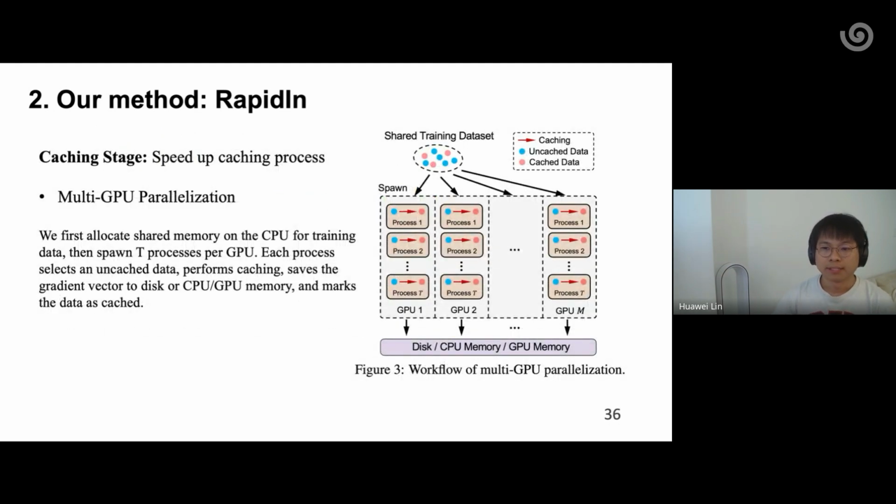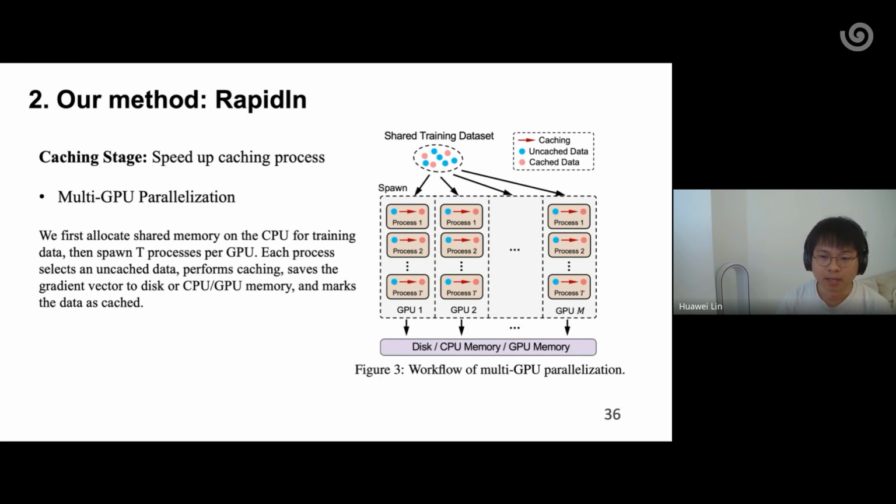Now we can see that the caching operations are independent among the training data set. So we design a multi-GPU parallelization. We first allocate shared memory on the CPU for training data, then spawn T processes per GPU. Each process selects an uncached data from the shared training data set, performs the caching, and saves the gradient vector to the disk or the CPU memory, and then we can mark the data as cached.